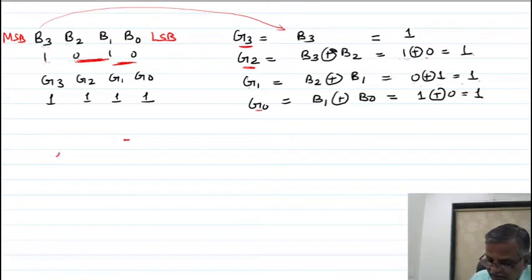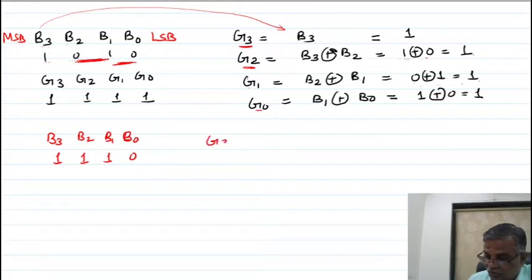You can take any number. Suppose you want to convert this binary into gray code. Look here, I am writing.